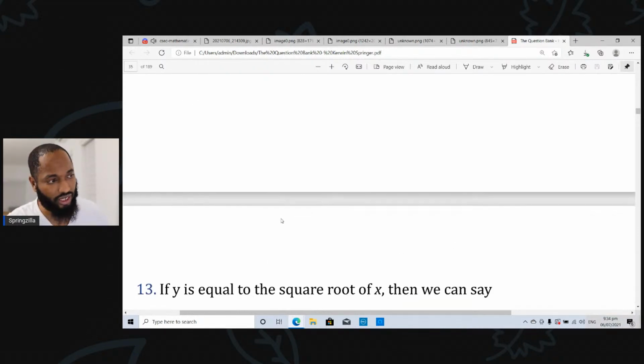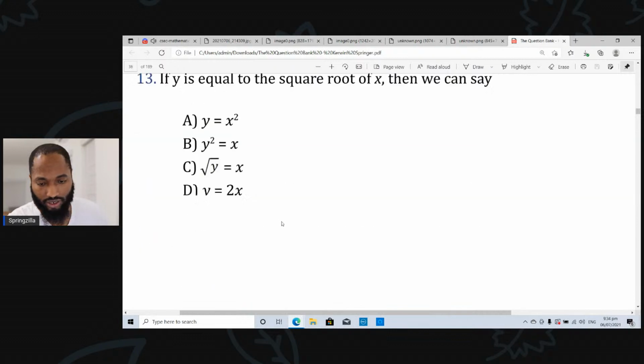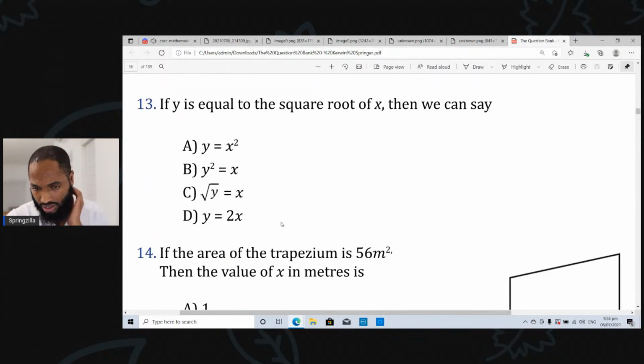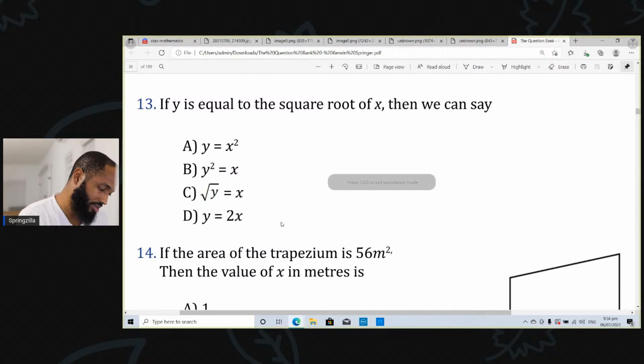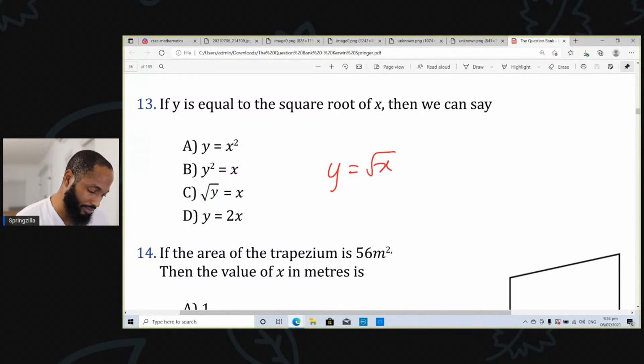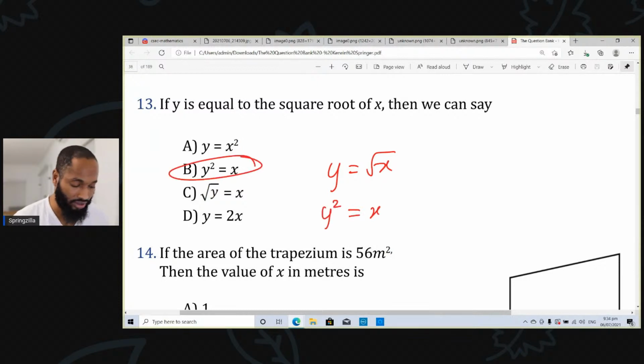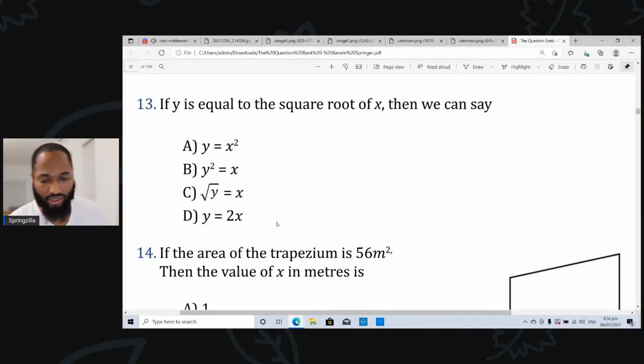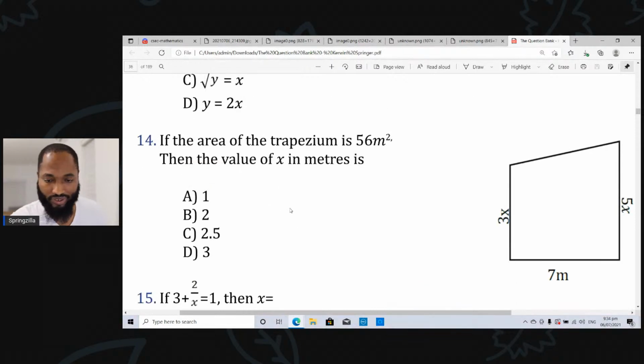Now, if you're seeing it in low quality, you need to raise the setting on your side. If y is equal to the square root of x, then we can say x is equal to y squared. Yes, more free marks.